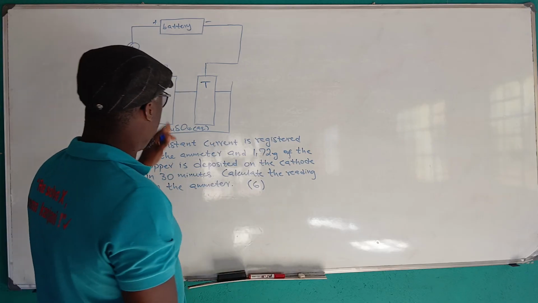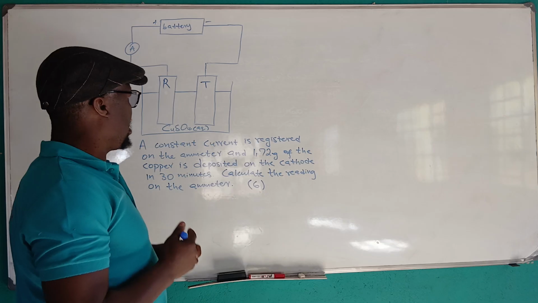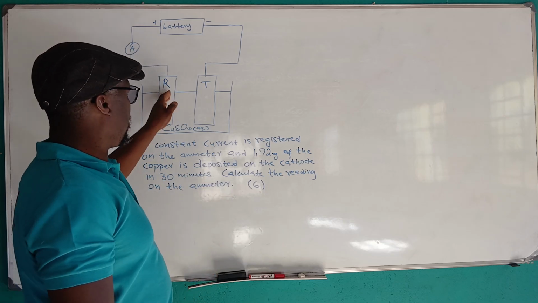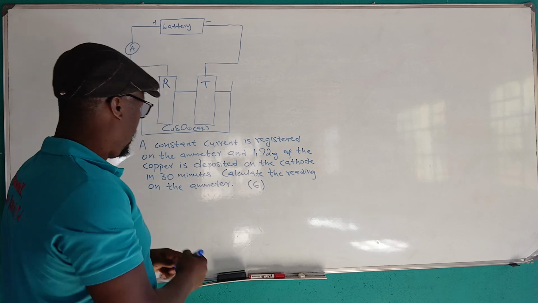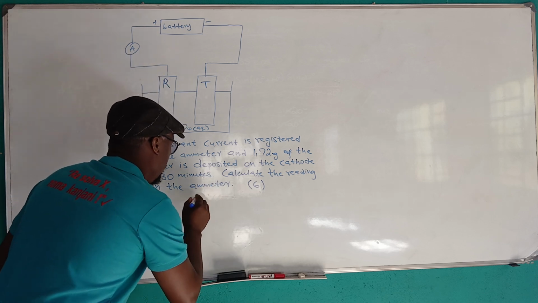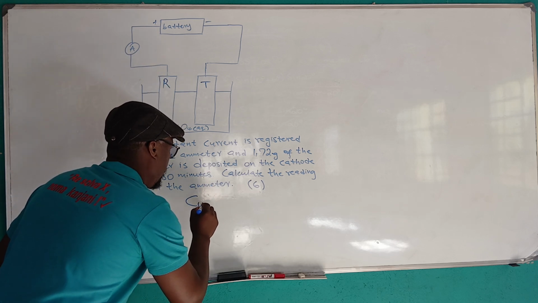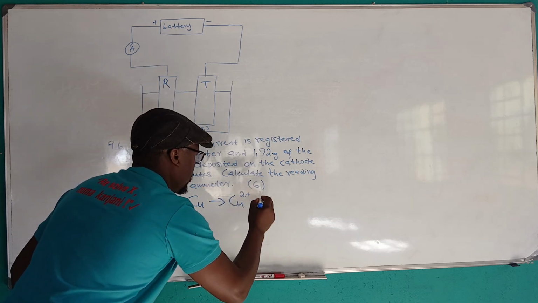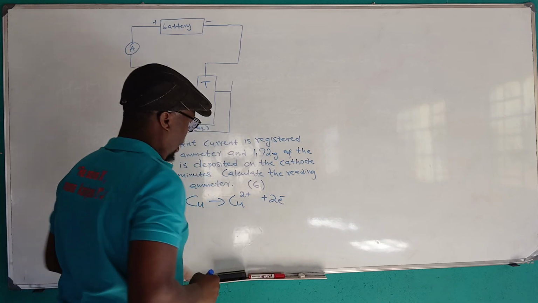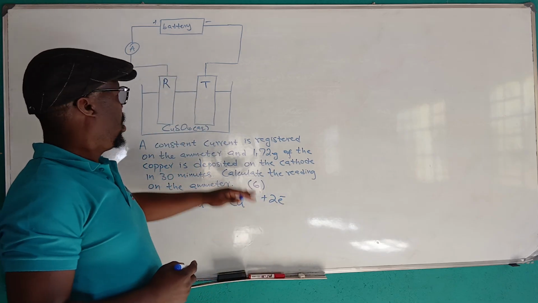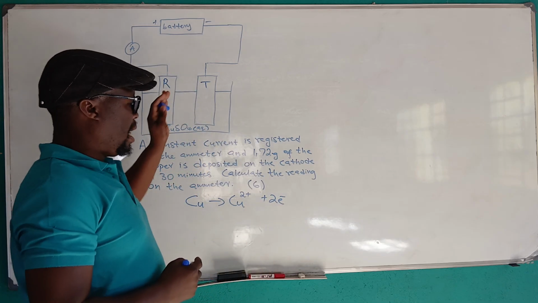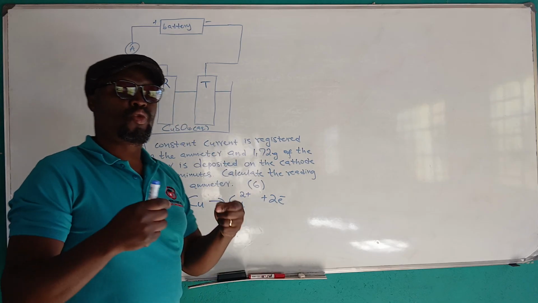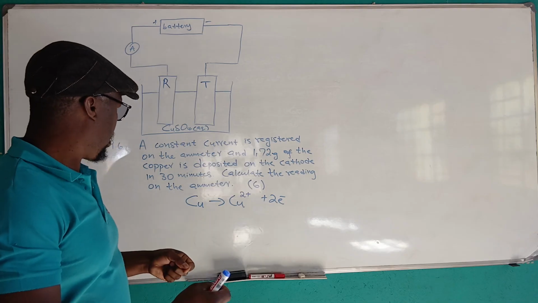Firstly, we need to make sure that we know the half reaction which occurs at electrode R. It should actually be this. This is the half reaction which occurs at electrode R. Bear in mind that at the anode, that is where oxidation occurs.